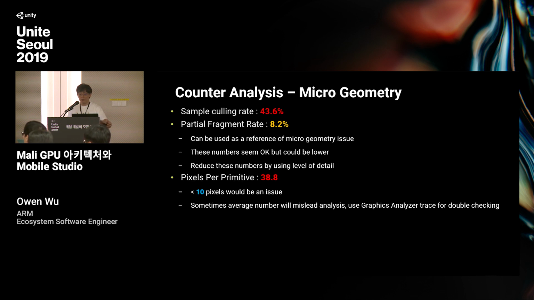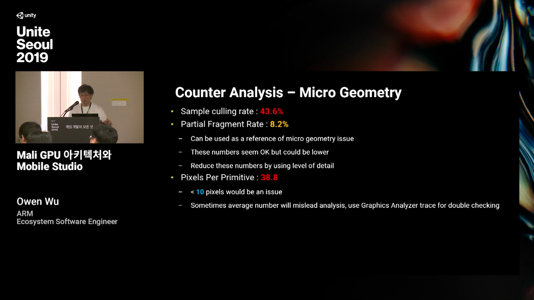So in the previous chart, we got the sampling culling rate, which is 44%. And in this chart, we got the partial fragment rate. This number can be used as a hint of a microgeometry issue too. So when this number is high, the application may render too many microgeometries. We can also use an expression to get the amount of pixels per primitive.